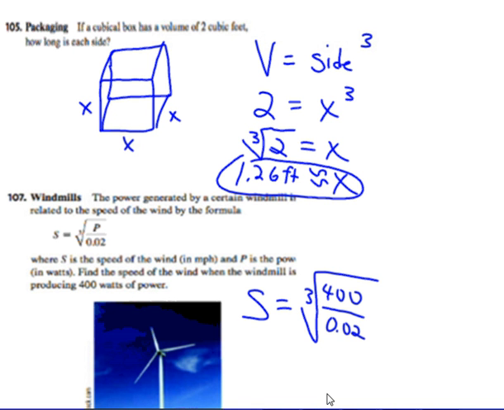Well, remember it's a cube root, so that's going to tell me that the speed of the wind is approximately equal to, what was it? 27.1 miles per hour.